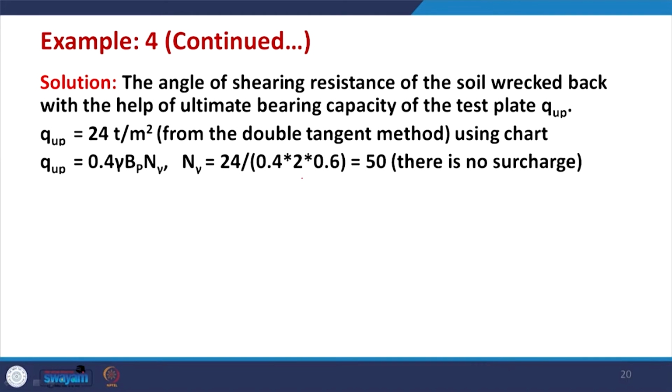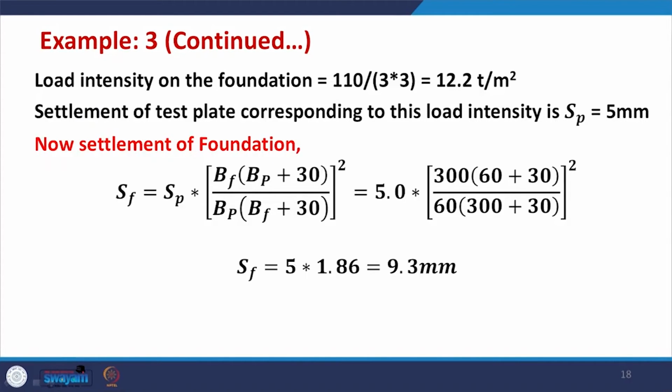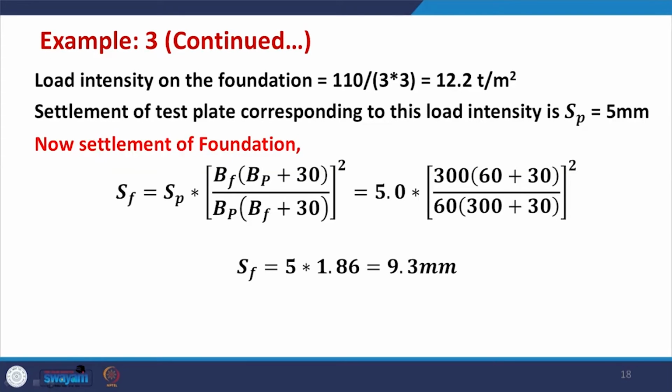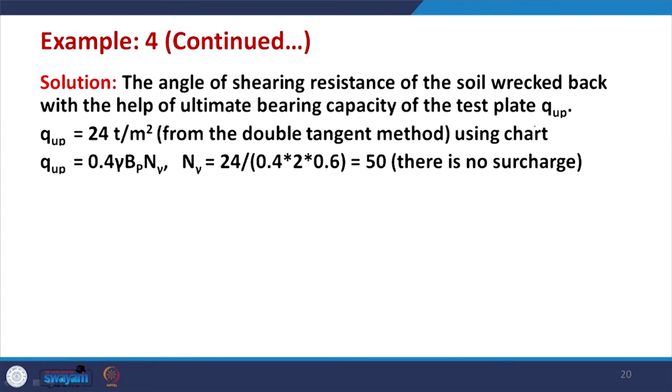So, in this solution, we first find the angle of shearing resistance of the soil, and this is done with the help of the ultimate bearing capacity of the test plate, QUP. QUP, as we have seen in the graph, in that chart. Let me go back and show you the chart again. You see here the QUP value is where the tangents are meeting. This is not to scale, but it is coming to 24 ton per meter square. So, for this case the value of QUP is 24 ton per meter square, using the double tangent method.